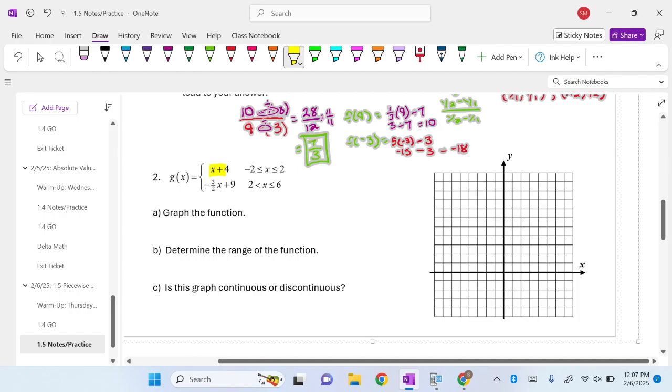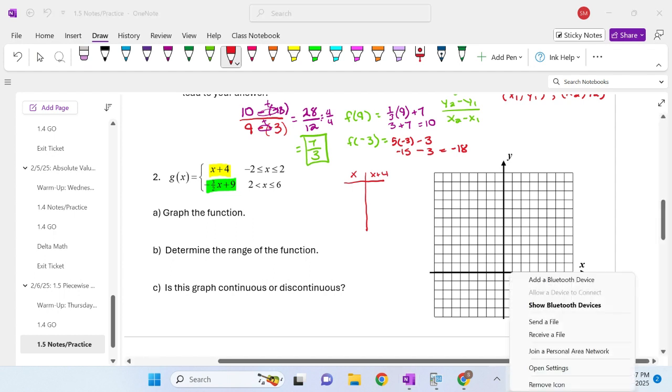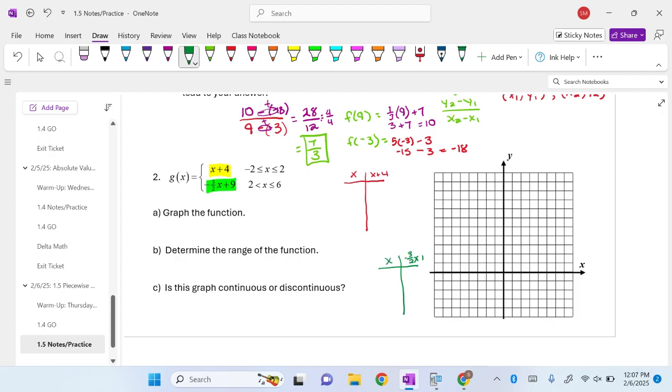So we're going to graph each of these individually. And again, I would just make a table of values. So the way I like to do this is, I would say this is x plus 4, which is the y's for x plus 4. And then this is x, and this is -3/2 x plus 9. All right. So these are going to be the points that I use to create it.